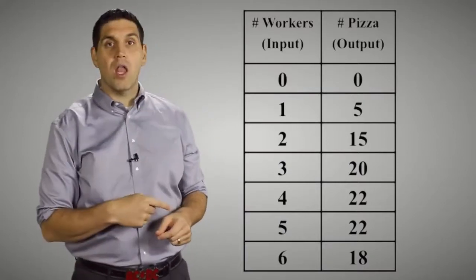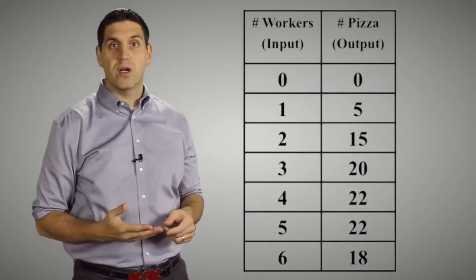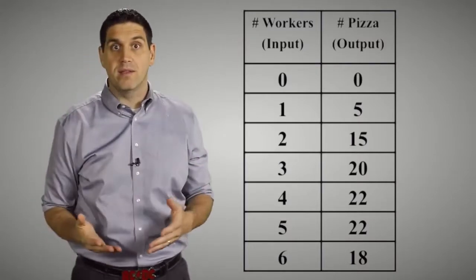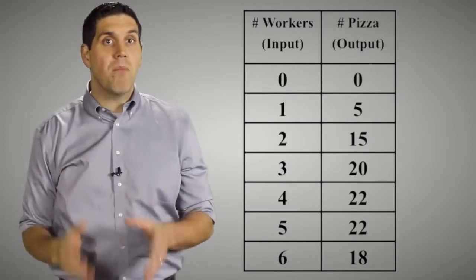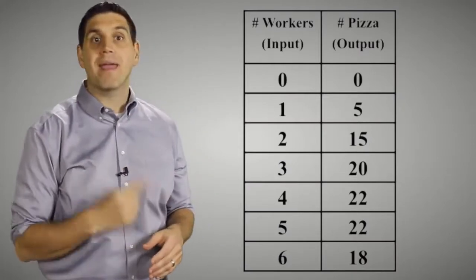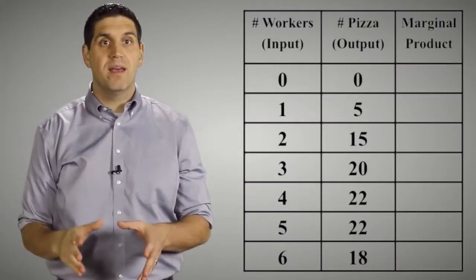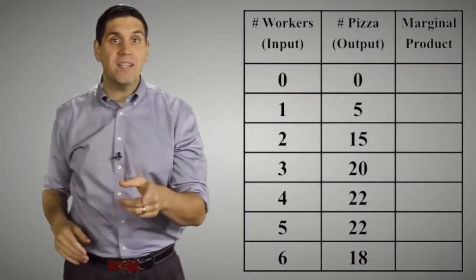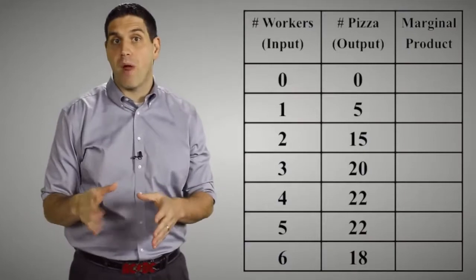Right here, this first column is number of inputs, in this case workers. The second column is the number of output, the pizzas they can produce in 30 minutes. These numbers show the law of diminishing marginal returns, but it's easier to see them by calculating something called the marginal product. That's the additional output generated from hiring one additional worker. Okay, pause the video, see if you can calculate the marginal product on your own.